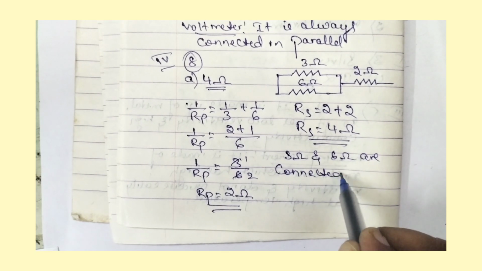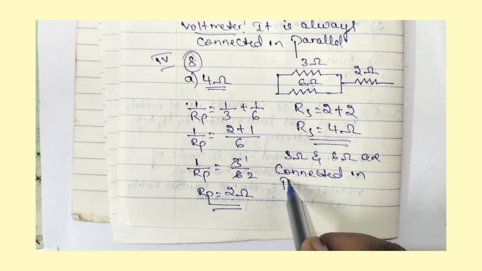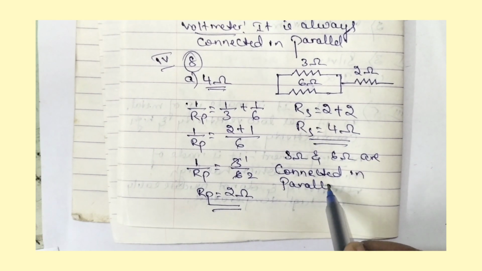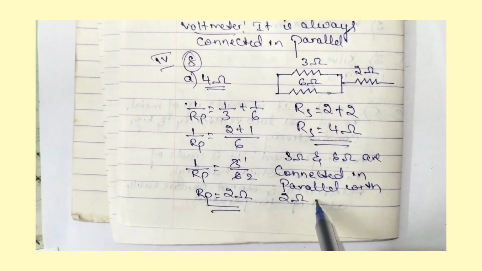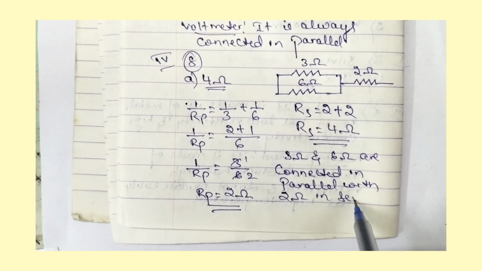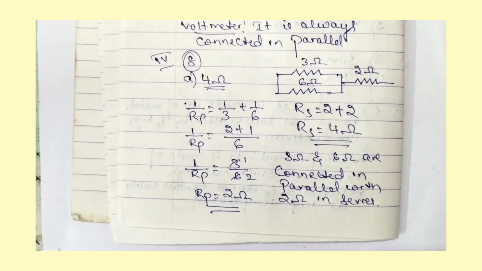3 ohm and 6 ohm are connected in parallel with 2 ohm in series. So this is the combination of series and parallel. Now this is for the first one. Let us move to the second one.